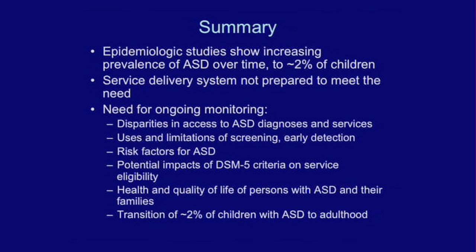There's a need to monitor to what extent the screening policies are being implemented and allowing early detection and early intervention. We need ongoing monitoring and discovery of the risk factors and causes, and also of the potential impacts of the new criteria on eligibility. I think we will need to monitor that, even though I don't think it's going to affect prevalence very much. And then we need more work looking at the health and quality of life of people with autism and the transition. If now 2% of children have autism, what about when they transition to adulthood? Are we ready for this kind of a change?